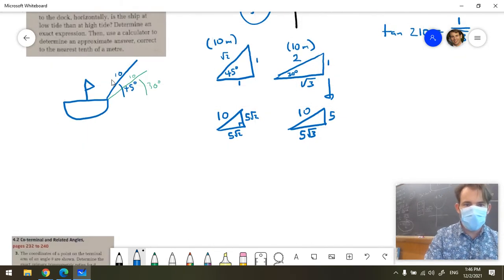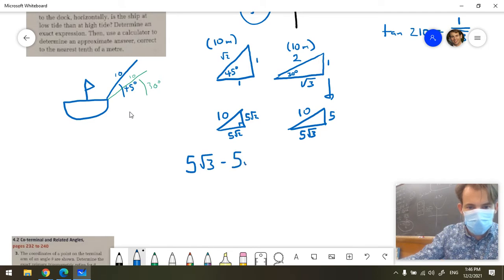So the way I would solve this is I would say this triangle is closer to the dock, this is further away from the dock. Why? Because 5 root 2 is smaller than 5 root 3. So the exact expression for the distance between the dock and how much it changes would be 5 root 3 minus 5 root 2. That's how much farther away from the dock this boat gets. Another thing I could do is factor out the 5, of course. It's 5 times (root 3 minus root 2), and that's about the nicest way to write this.